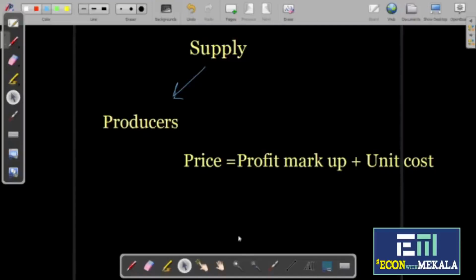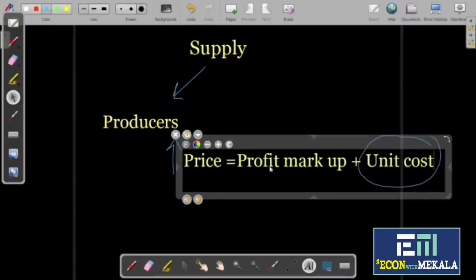So if you're a producer, what you always try to do is increase your profit markup. So let's say we keep our unit cost constant. We want to increase our profit, so what should we do? We should increase the prices.